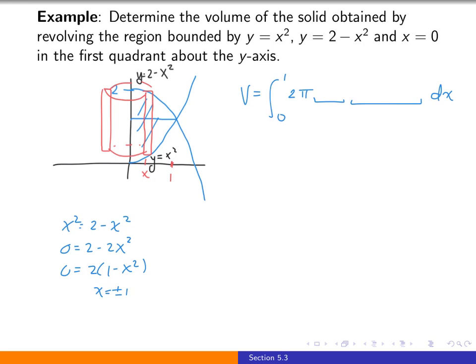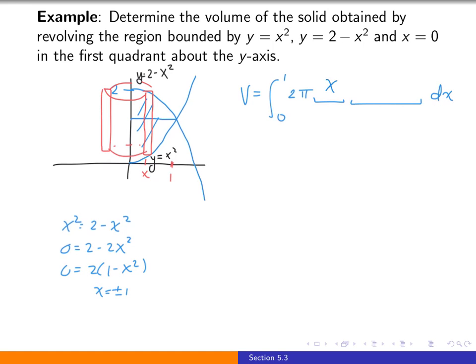So recall the first something is representing the radius of the cylindrical shell. In this case, the radius is simply x. Now you might be wondering, when will the radius not be x? Well, typically when you're rotating around a line that is not the y-axis. Here it is x. And then the next blank is the height.